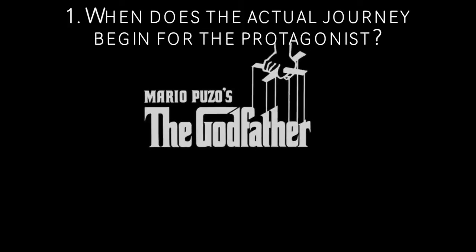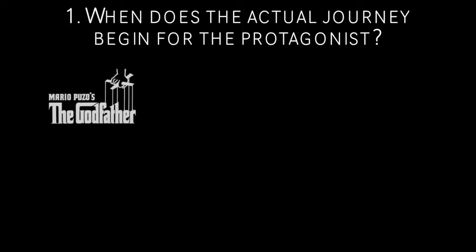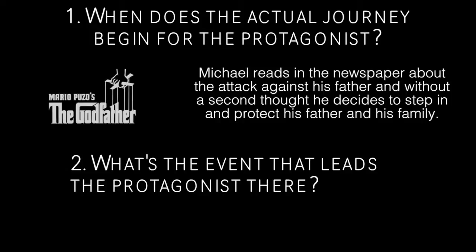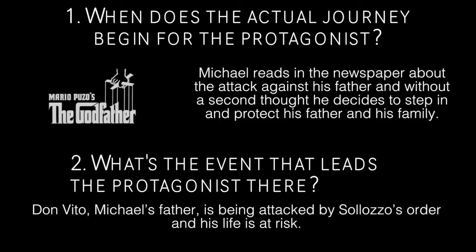The Godfather. When does the actual journey begin for the protagonist? Michael reads in the newspaper about the attack against his father, and without a second thought he decides to step in and protect his father and his family. What's the event that leads the protagonist there? Don Vito, Michael's father, is being attacked by Solotto's order and his life is at risk.